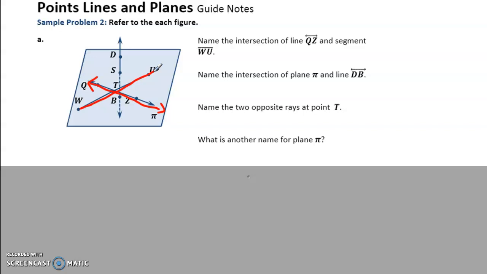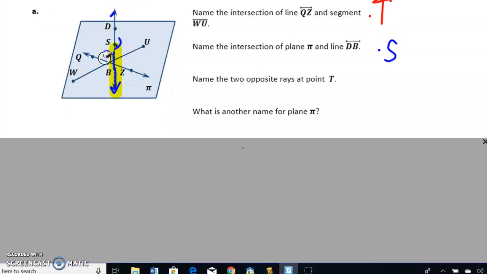Point T. So we're just going to put point, why is it not doing that? T. There we go. Next one, we're going to find where pi, the plane, intersects with line DB. Oops.